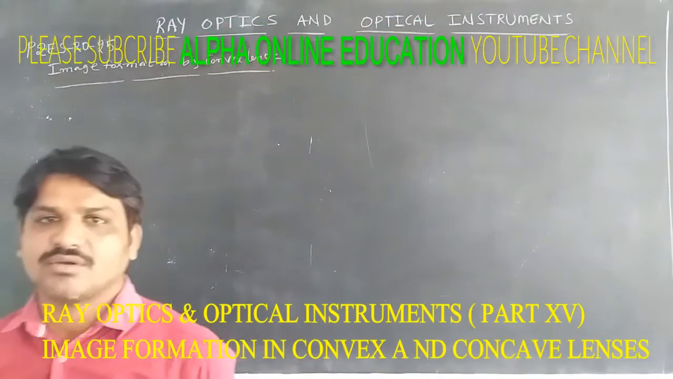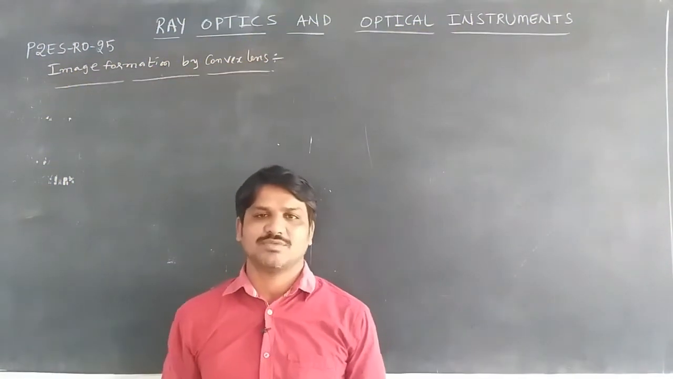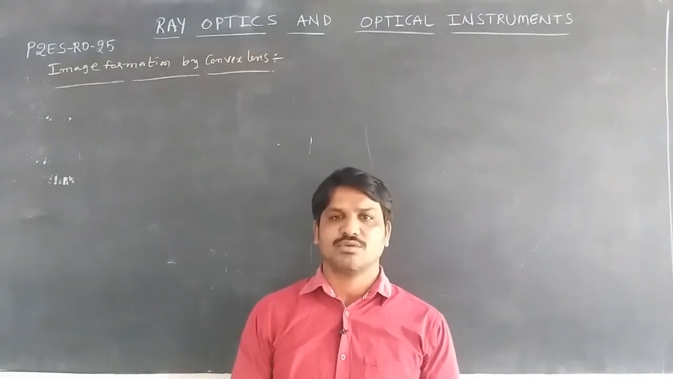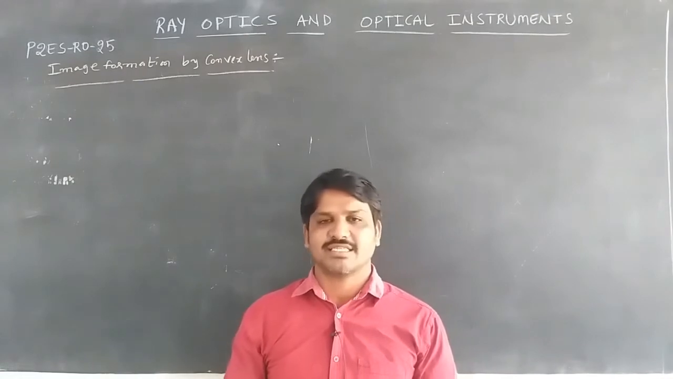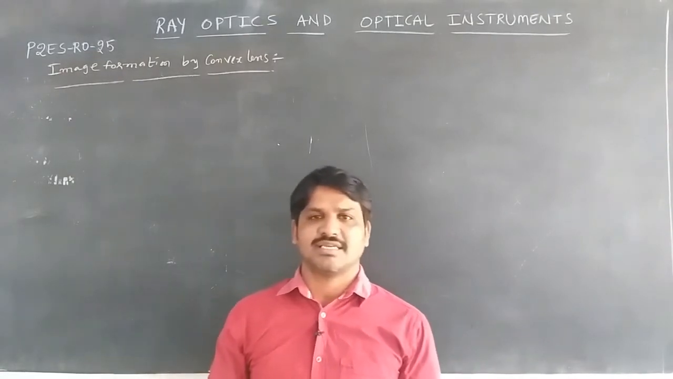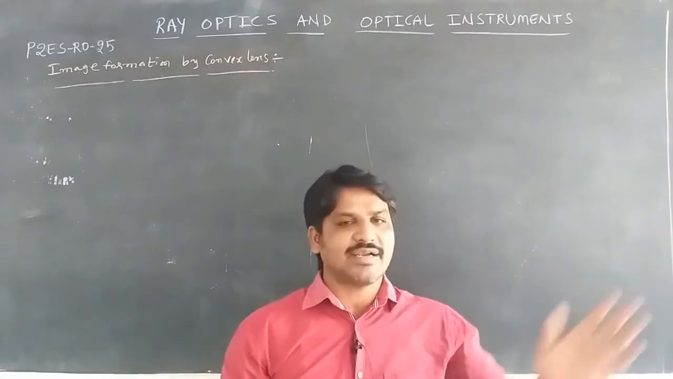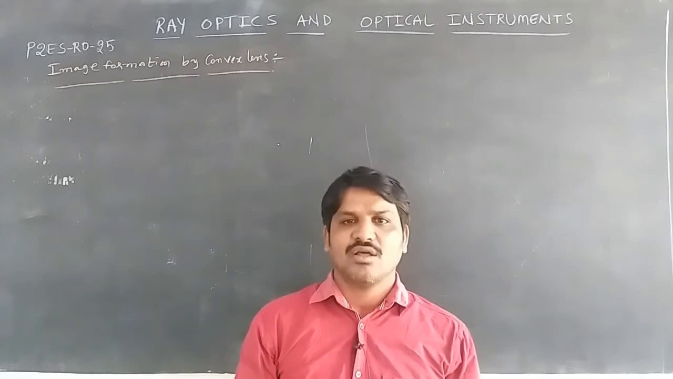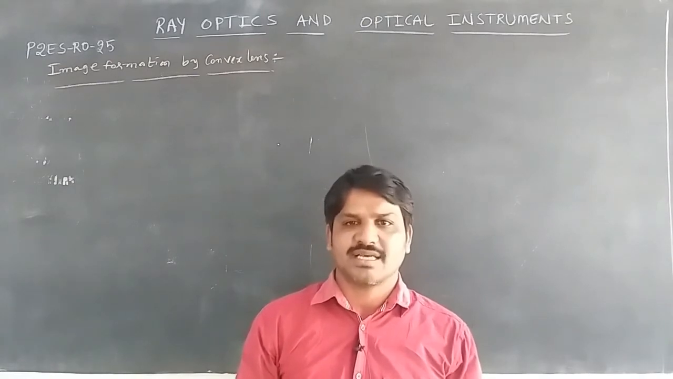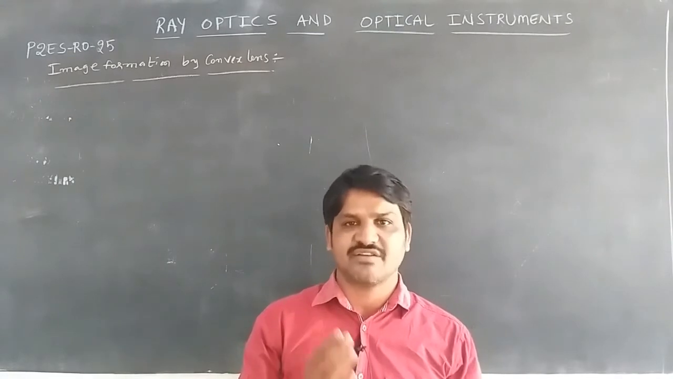In the earlier video we discussed the lens and the types of lens. Now we are going to learn about image formation by convex lenses. We know that a convex lens is a converging lens. When the object is placed at different points on the principal axis or at infinity, the image will form on the principal axis. We will look at the position of the object and the position of the image.